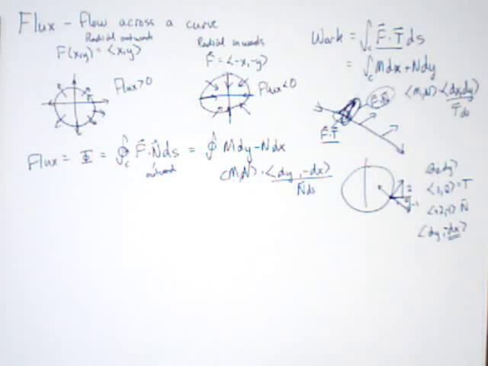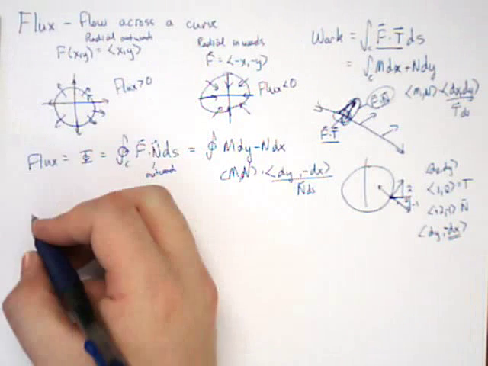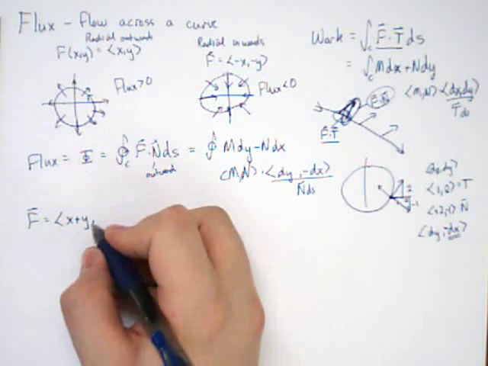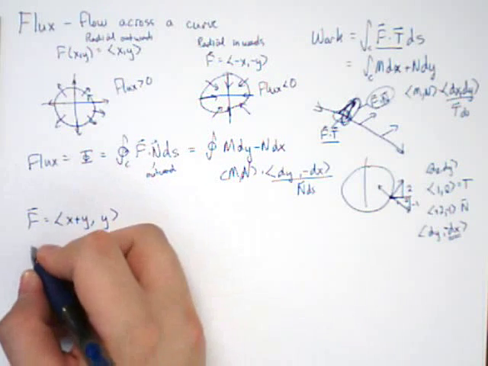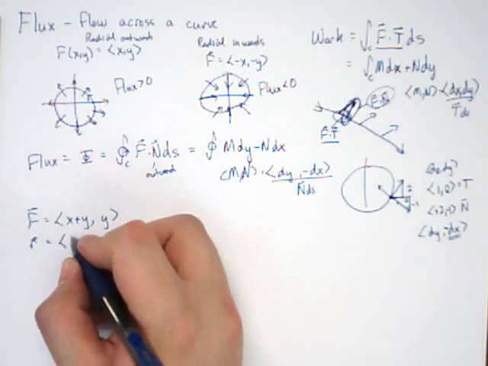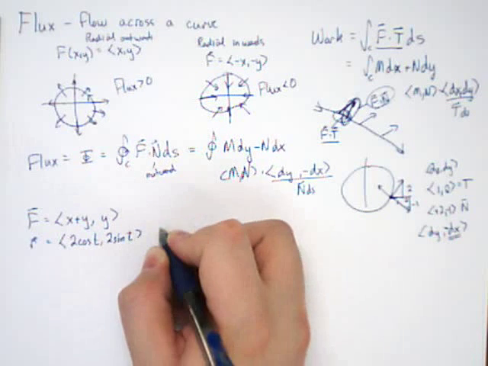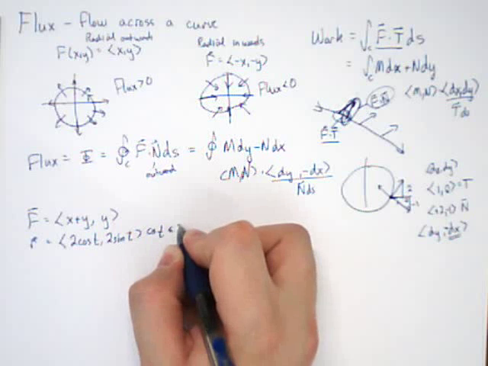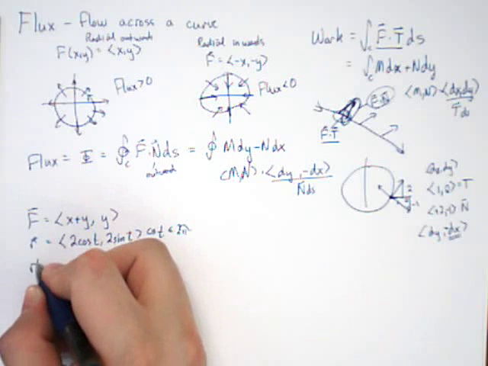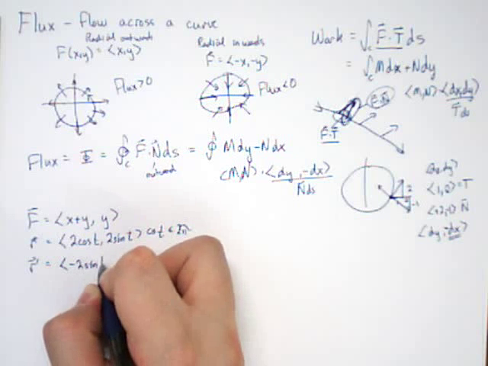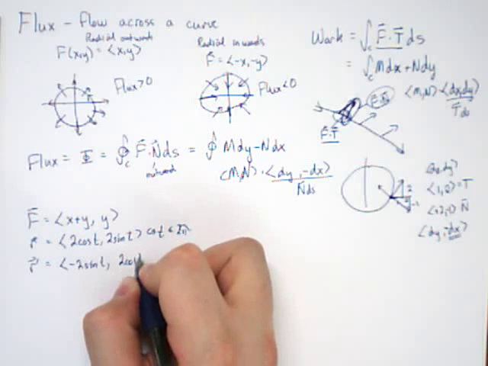Let's now actually use it to find the flux across a certain curve. Let's take a different vector field. The vector field we're going to use is now x plus y, comma, y. And we need a curve, so let's take as our curve a circle of radius 2. So t is going to go from 0 to 2 pi. Well, to do that, I need to get r prime, which is negative 2 sine t, 2 cosine t.